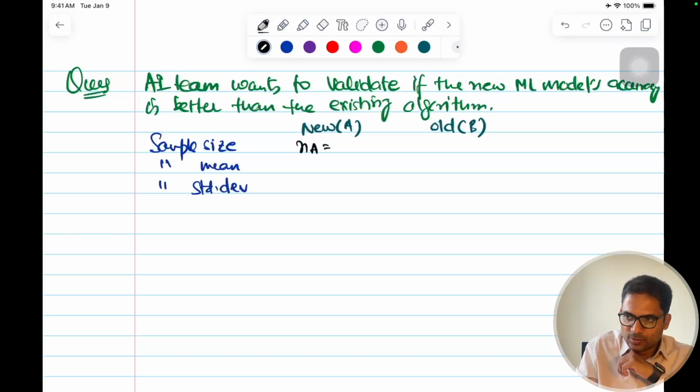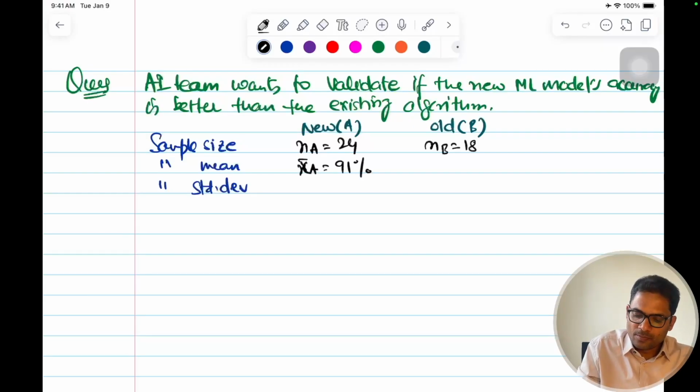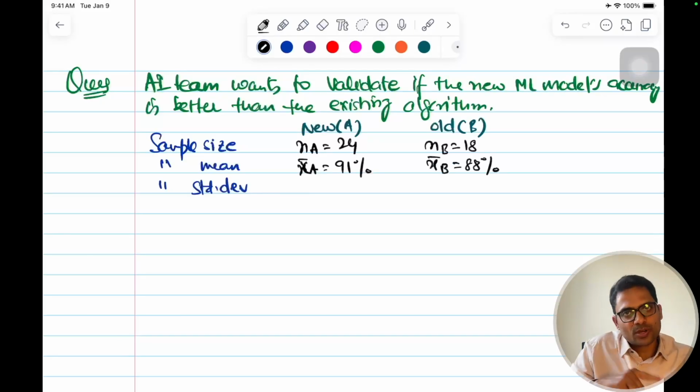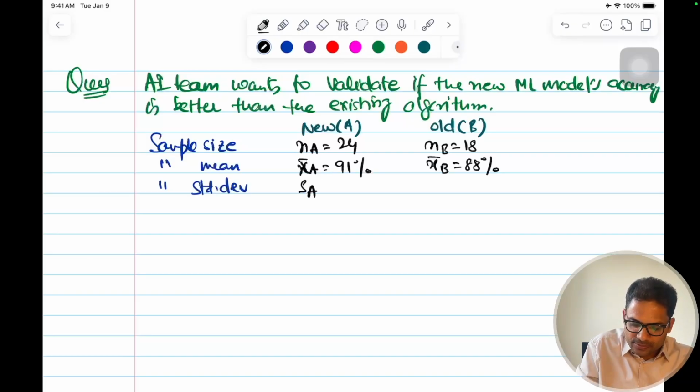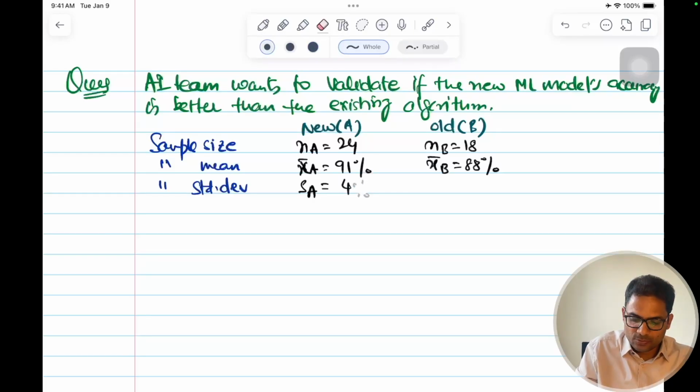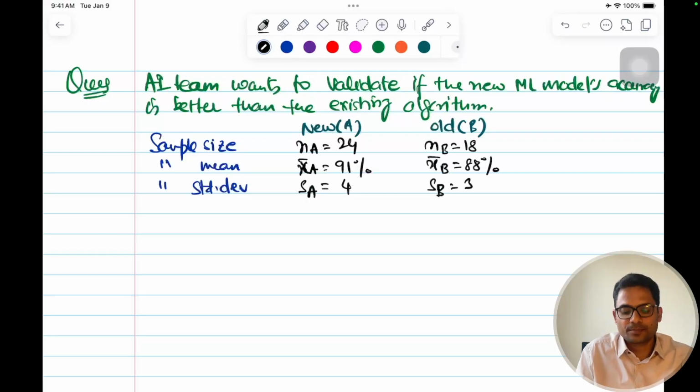So n_A is equal to 24 and n_B is equal to 18, and x̄_A, this is the sample mean, is 91%, and x̄_B is equal to 88%. This is your accuracy. The old model is 88%, the new one is 91%, and the standard deviation for A is 4%, and for B it is 3.